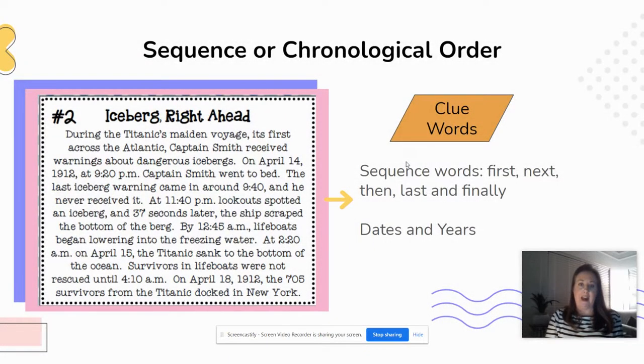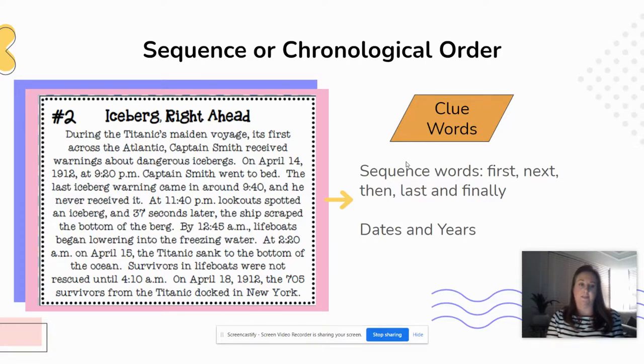So the first one we have is sequence or chronological order. So what I like my students to do is look at different clue words to see what type of text structure it is. So this one we have a text, and we're going to look and see and find those clues to let us know that it is sequence or chronological order and not anything else.